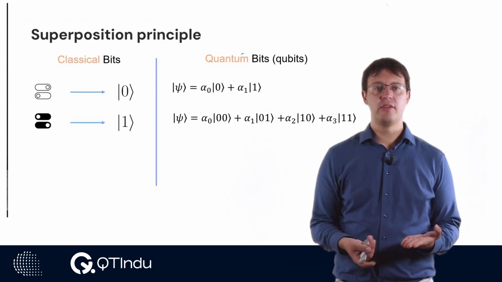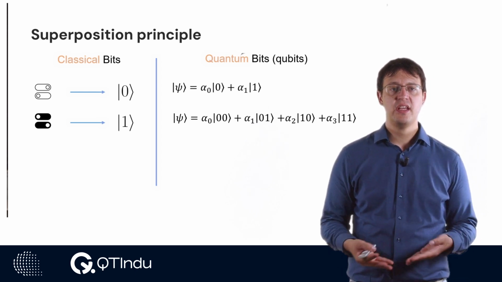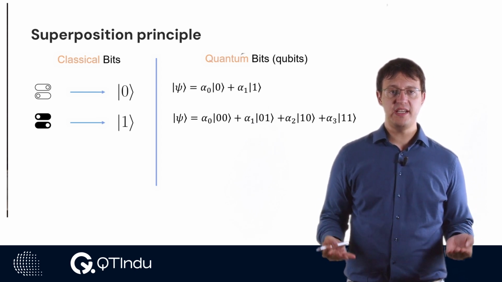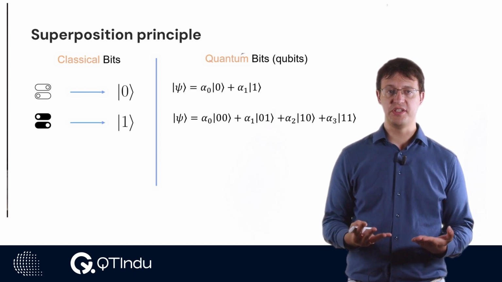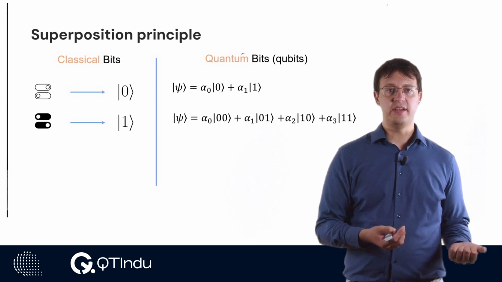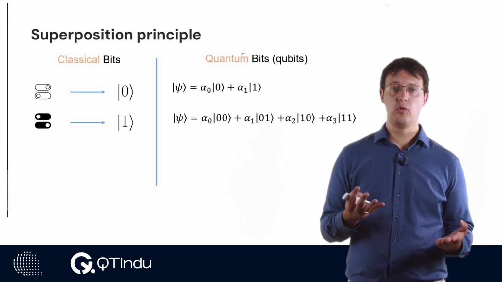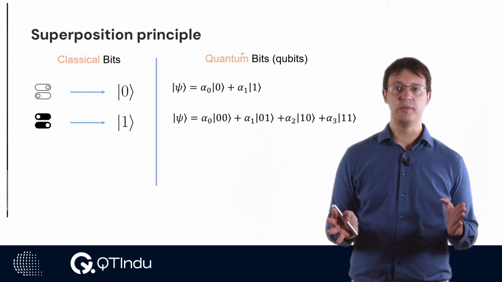The first part of this lecture is covering quantum states. In order to understand quantum states, we first need to understand the superposition principle. A classical bit is either in the state 0 or in the state 1. It can either be 0 or 1. It cannot be in both simultaneously.